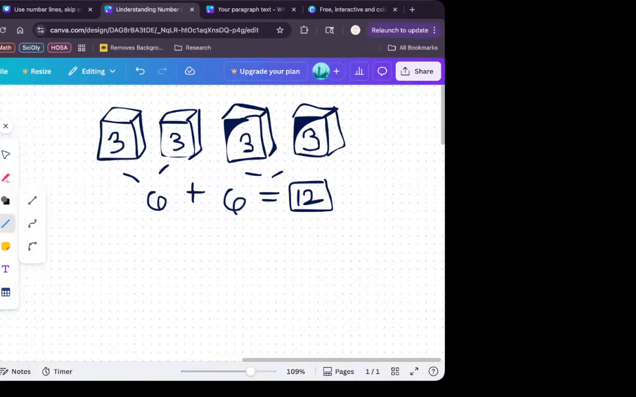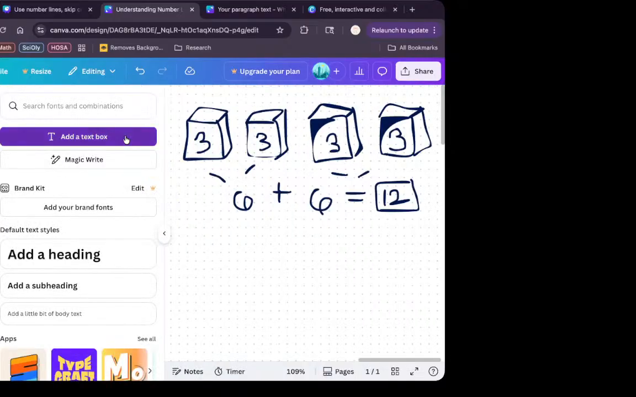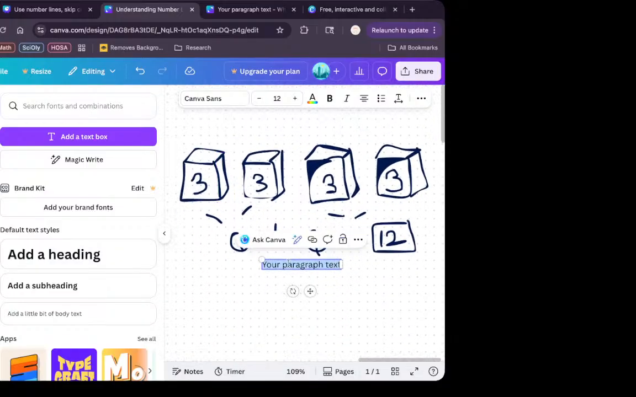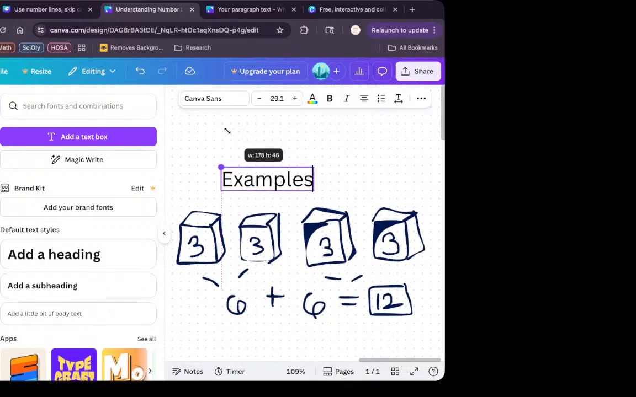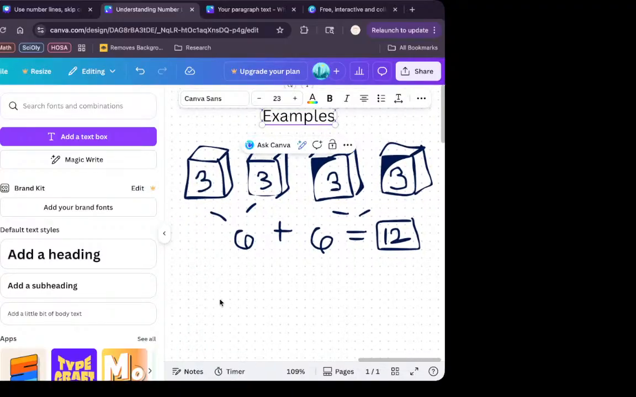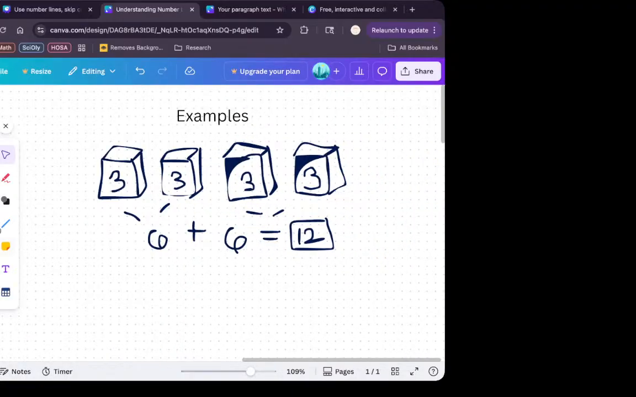Right below, label this as examples, for reference in the future. Here you go. Right there. So let's continue on with our number line.